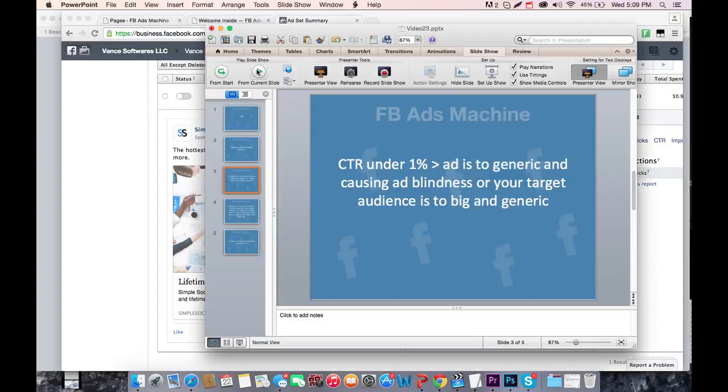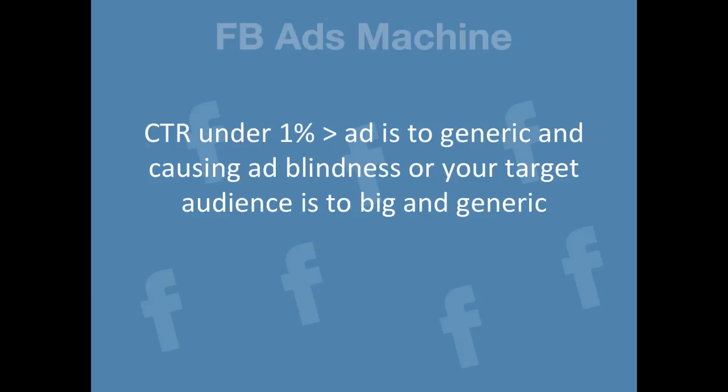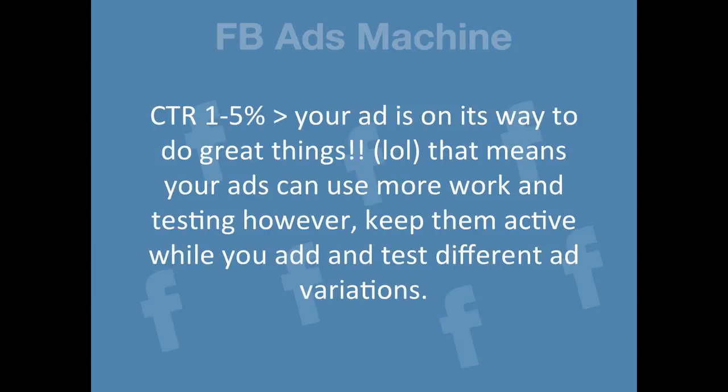So let me go back to the PowerPoint right now. A click-through rate from 1 to 5%, your ad is on its way to do great things. Literally, I'm being serious. That means your ads can use more work and testing. However, keep them active while you test different ad variations. This is really important because I know a lot of people will create a different ad and stop the other one when they have like a 4% click-through rate because they think 4% isn't that good. 4% is actually pretty dang good if you're looking at an average, okay?